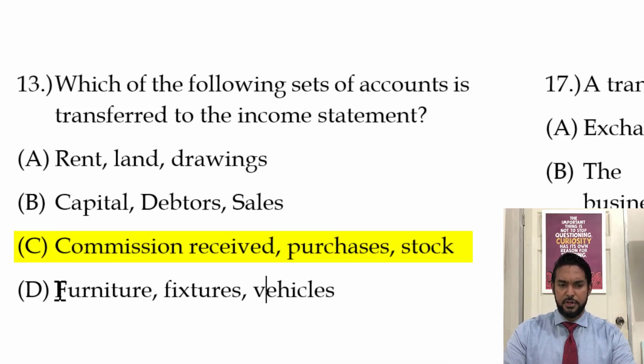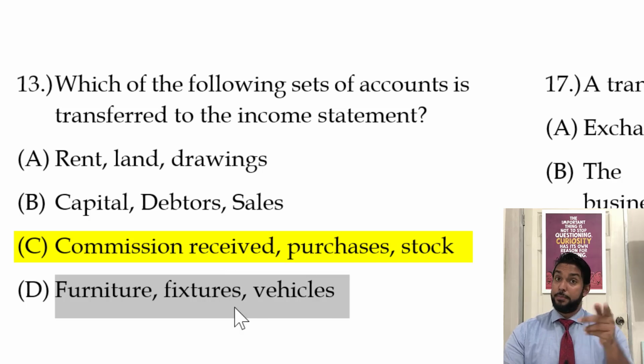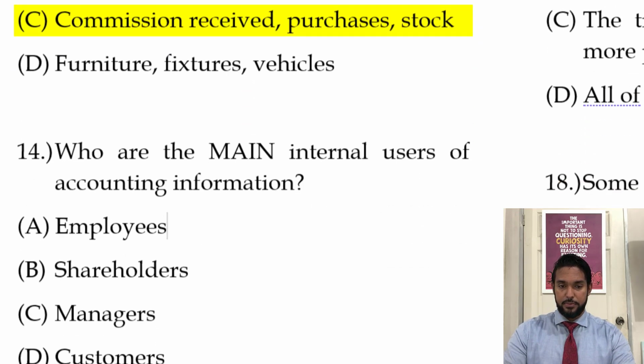Let's just check the furniture, fixtures, vehicle. Those are all assets. The provision for depreciation on those would go, but that's not what they're saying here. All right. Let's take a look at number 13 now.